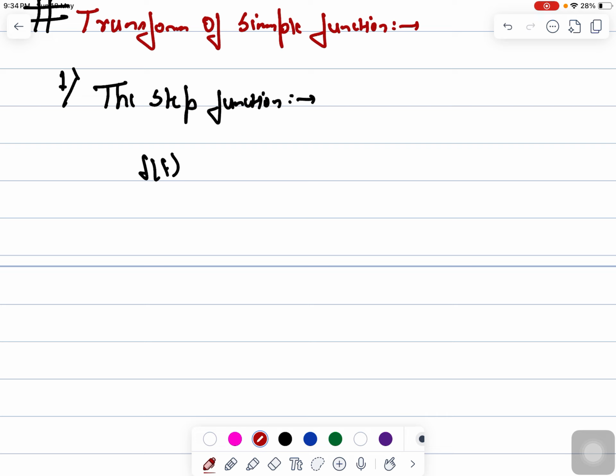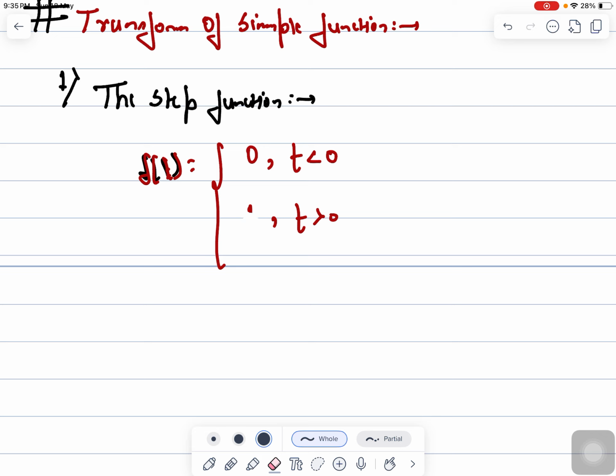Yeah, so let's say there is a function f(t) that can be written in this form: 0 when t is less than 0, and the value is m when t is greater than 0. That is the magnitude of a step input.